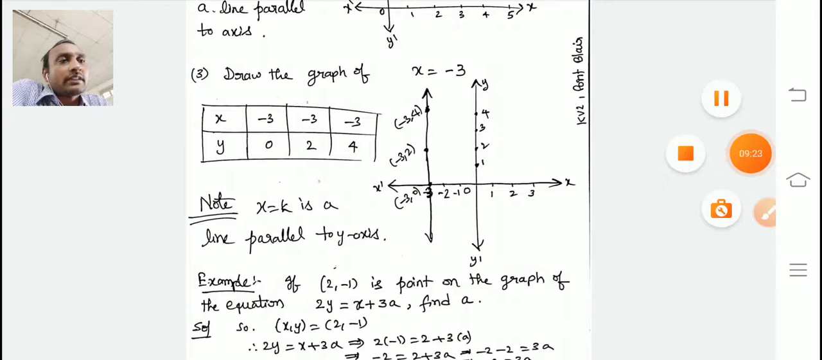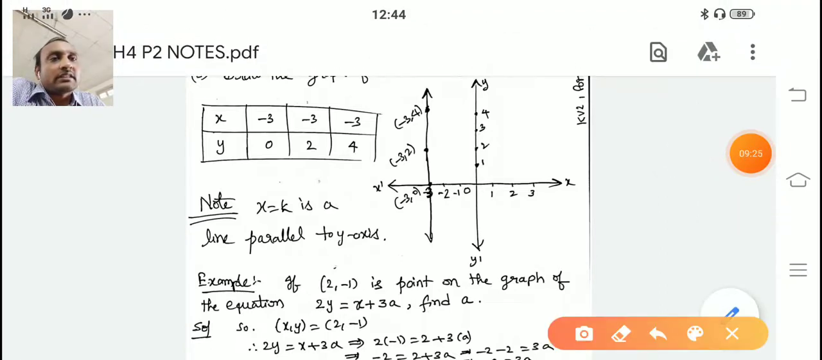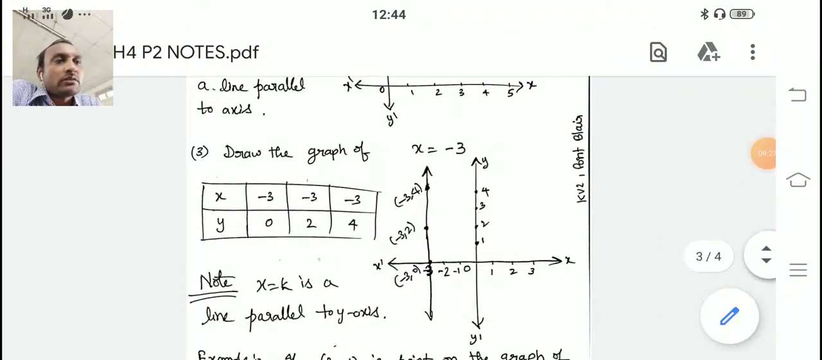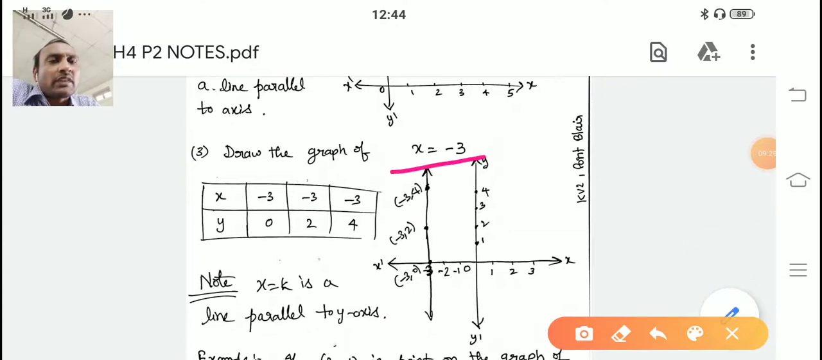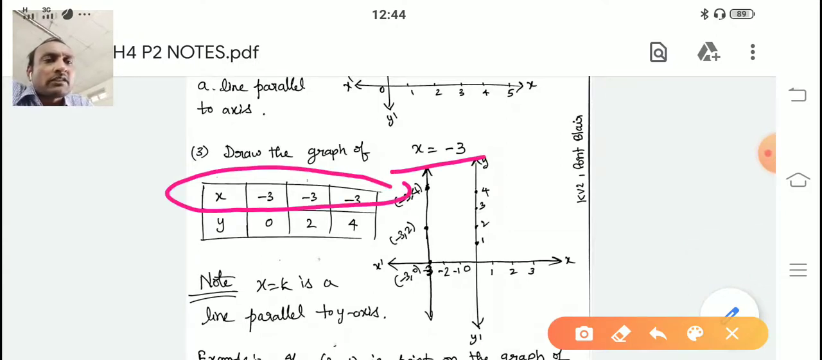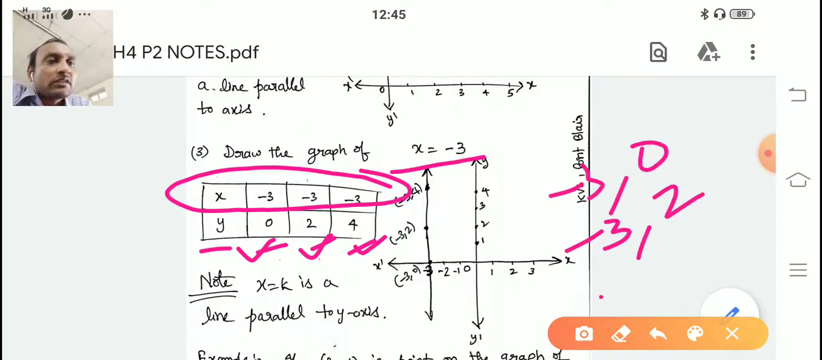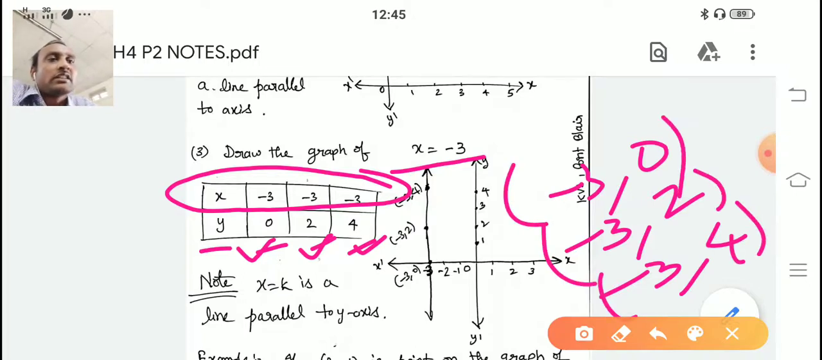Next example, draw the graph of x is equal to minus 3. Here the x value will be minus 3 whatever y value you take, y 0, y 2, y 4, any value. I just randomly took 3 simple values, so the points minus 3, 0; minus 3, 2; minus 3, 4 can be plotted on the Cartesian plane and joined.